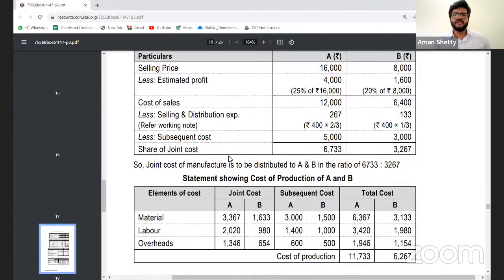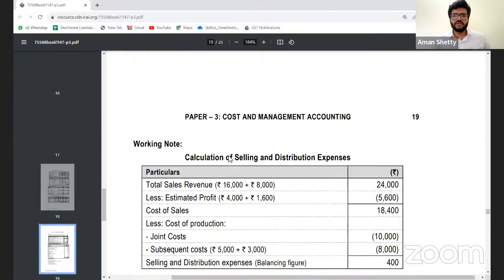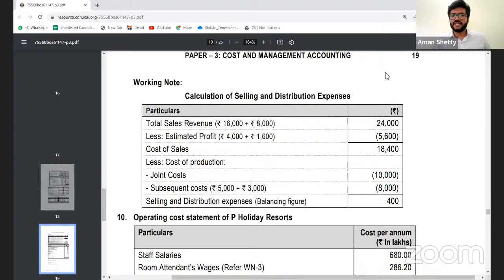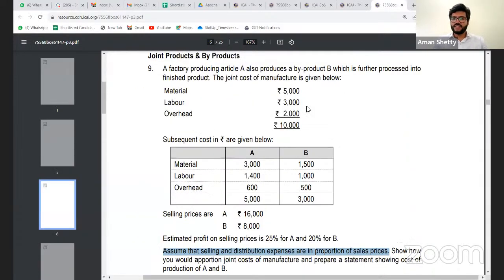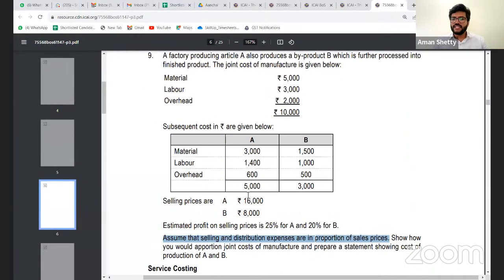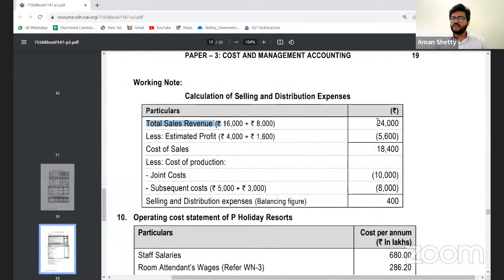Easy question. So first we'll go to the working note. This is what we did first: calculation of selling and distribution expenses, wherein we did a working back. Total sales value is given, yes or no? Selling price is 16,000 and 8,000, so total is 24,000.